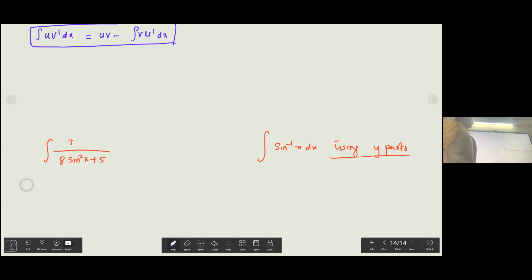Now, particularly here, I have taken sine inverse x because a lot of times students mess this up. They just write down the answer as 1 upon root 1 minus x square. So just be careful that that's the derivative, not the integration.